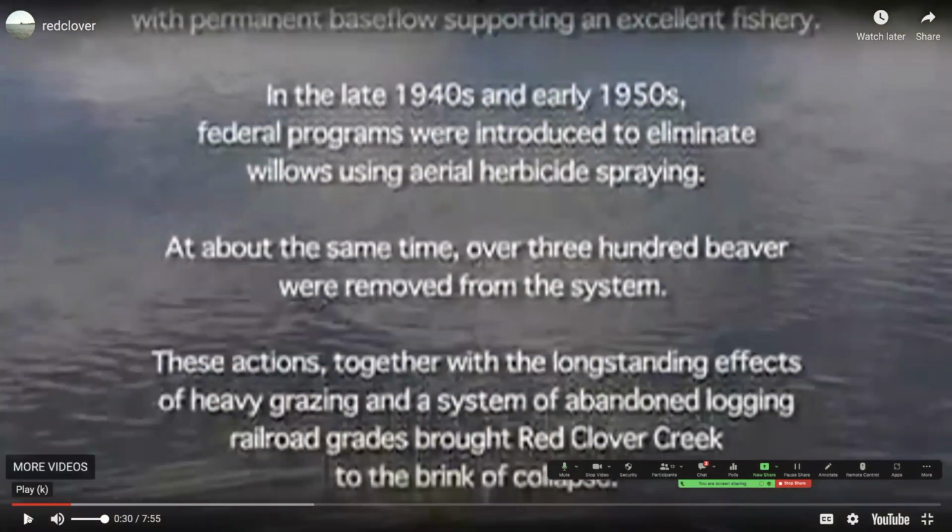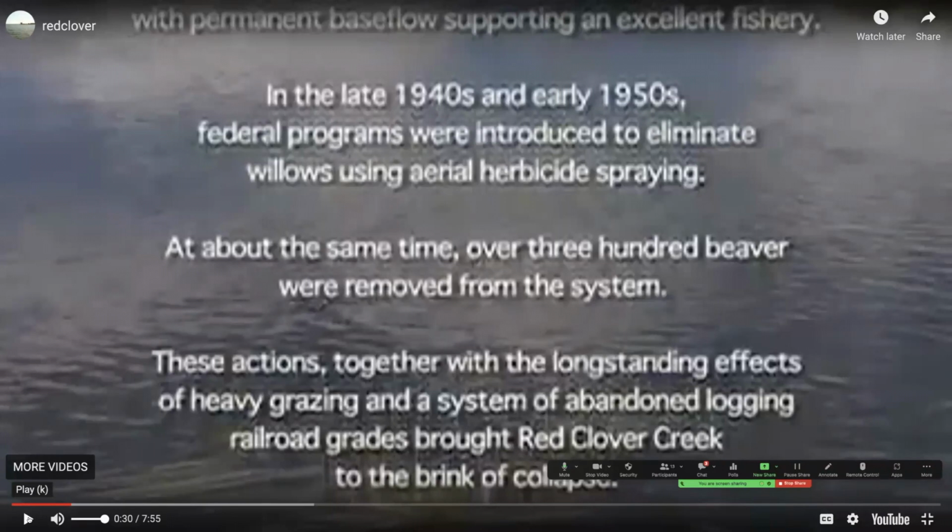Aerial herbicide spraying? Herbicide is a product of society that kills plants. Should we be in the business of killing plants? The answer is, if you're going to do it, do it with extreme care. Don't do it wholesale because it's going to backfire. We have known that for a long time now.